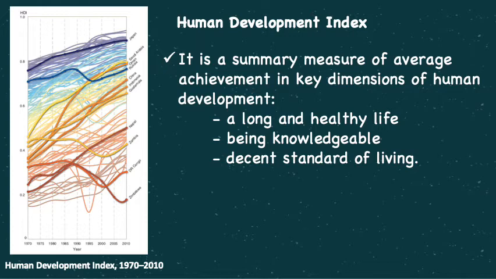It is a summary measure of average achievement in key dimensions of human development, and these are a long and healthy life, being knowledgeable, and having a decent standard of living. The HDI was created to emphasize that people and their capabilities should be the ultimate criteria for assessing the development of a country and not economic growth alone.